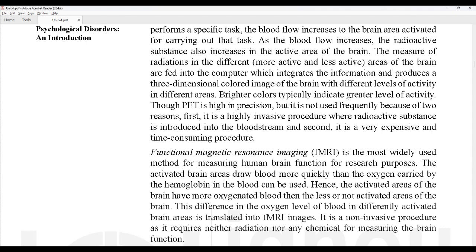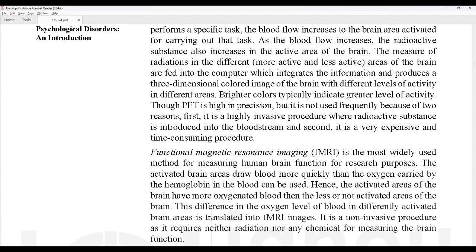Though PET is high in precision, it is not used frequently because of two reasons. First, it is a highly invasive procedure where radioactive substance is introduced into the bloodstream, and second, it is a very expensive and time-consuming procedure. Functional magnetic resonance imaging, fMRI, is the most widely used method for measuring human brain function for research purposes.